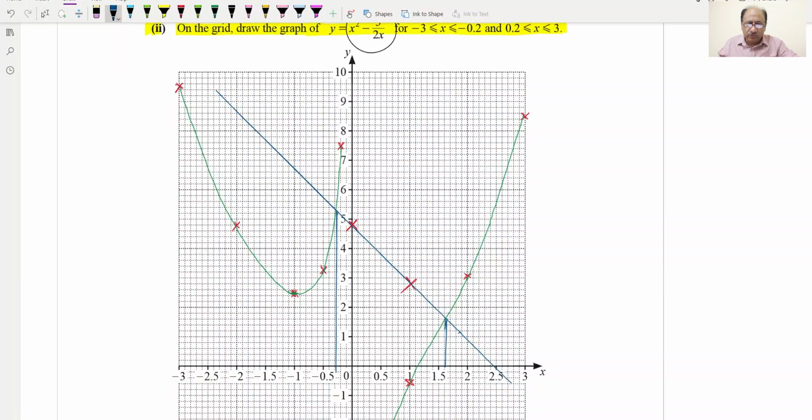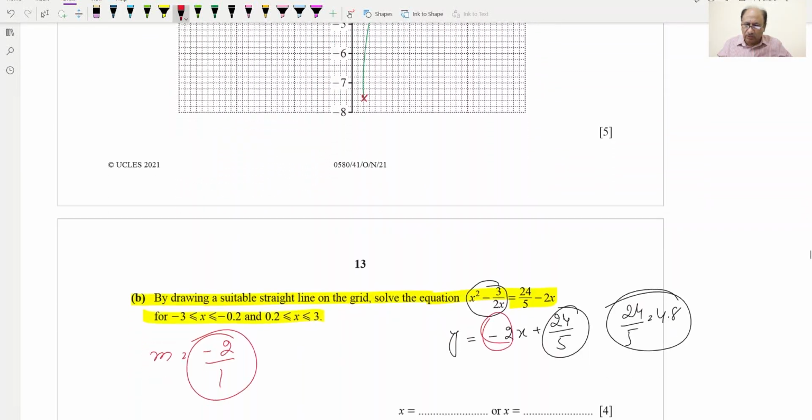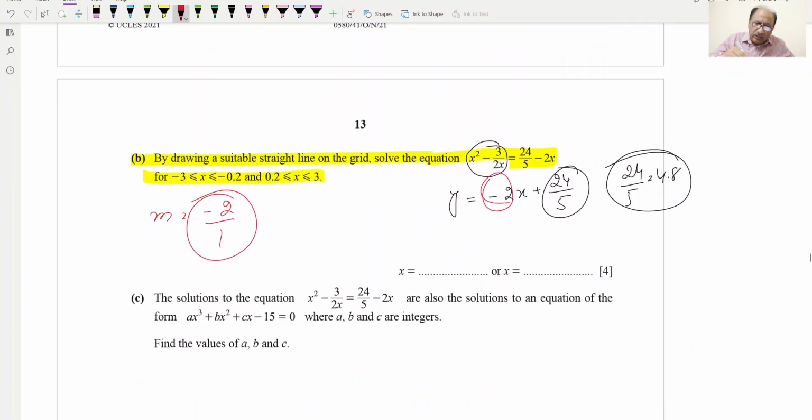And these two values will be what? This will be minus 0.3, this value we can write as minus 0.3, and this value we can write as 1.54. So roughly we are providing these values, so our answer will be minus 0.3 and 1.54, and this was a 4-mark question which we have done.